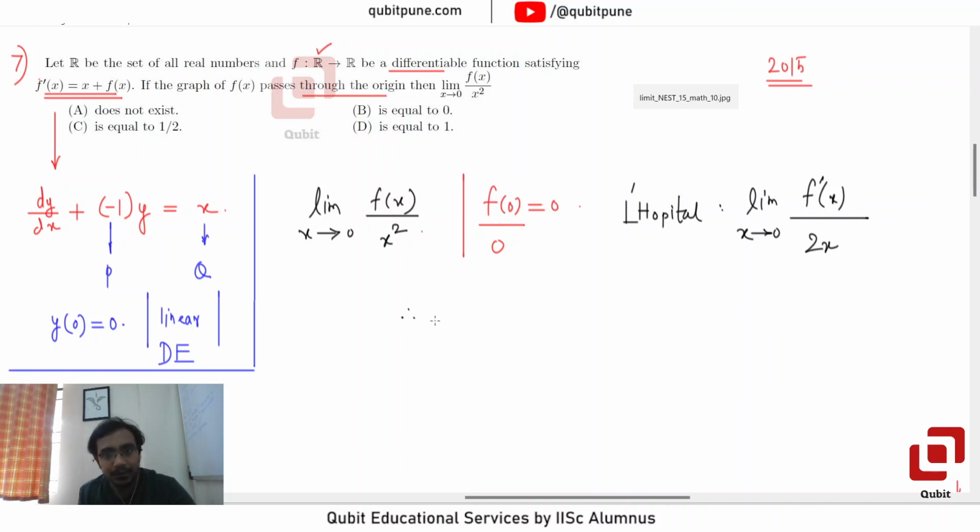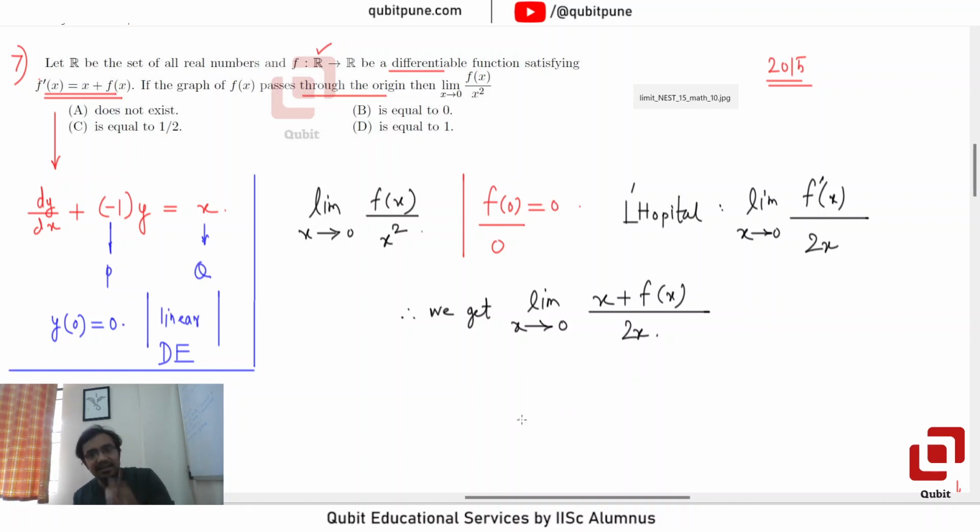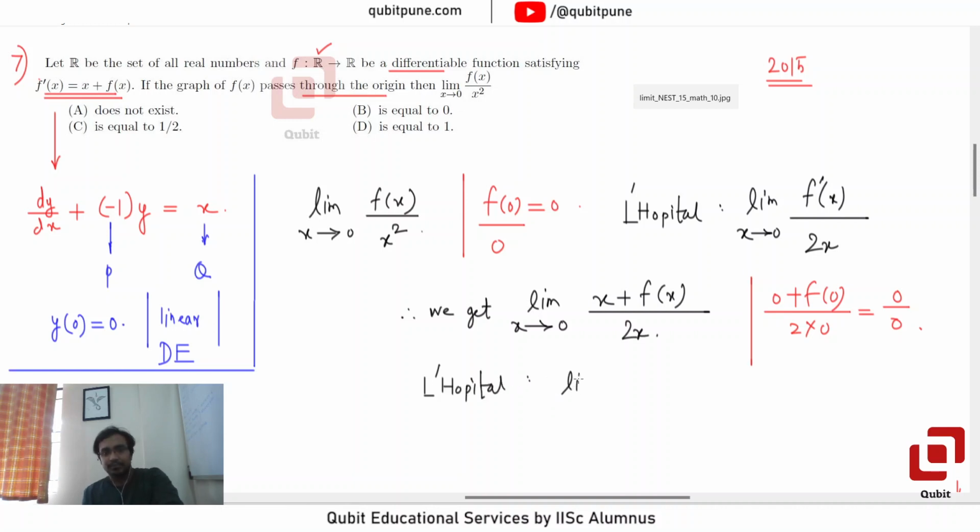Therefore, we get limit x tends to 0 of x plus f of x upon 2x. Now, is it still in the 0 by 0 form? It is: 0 plus f of 0 upon 2 into 0. That is still in the 0 by 0 form because it passes through origin. Let us again apply the rule.